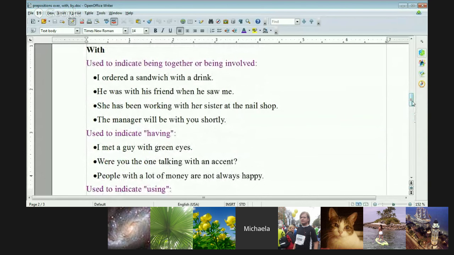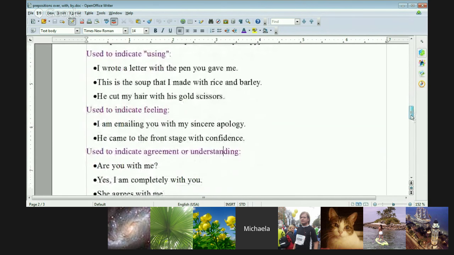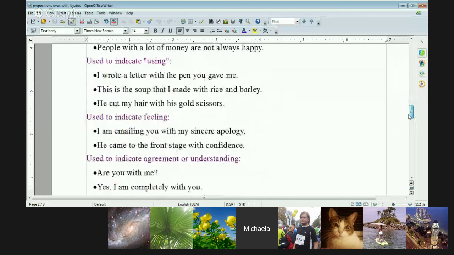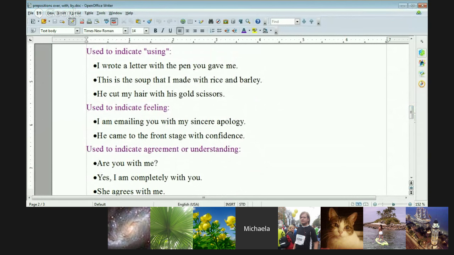For this one, we're going to go back to writing them in the chat box. I think that's an excellent way to be able to see all of the sentences and save them for later. So the first one, used to indicate being together or involved, I'm going to say, how about Natalia and Mateos? The second section, used to indicate having, Philip and Zach. The third one is going to be Carolina, used to indicate using. Wait, hold on a second. Yeah, used to indicate using. And the last one, used to indicate feeling, is going to be for Ampere.